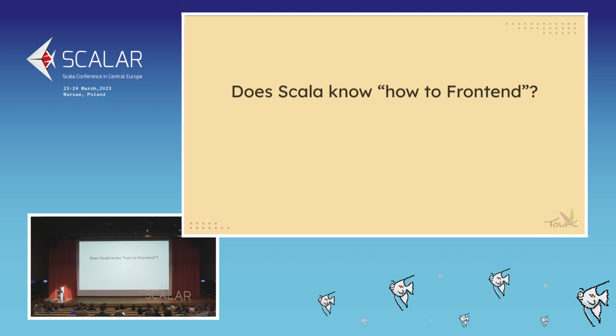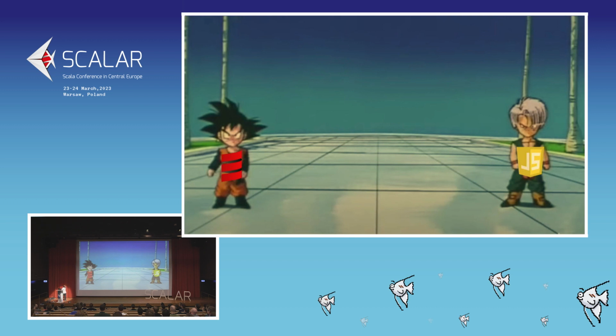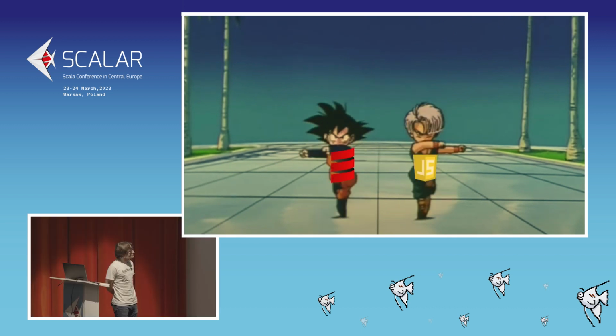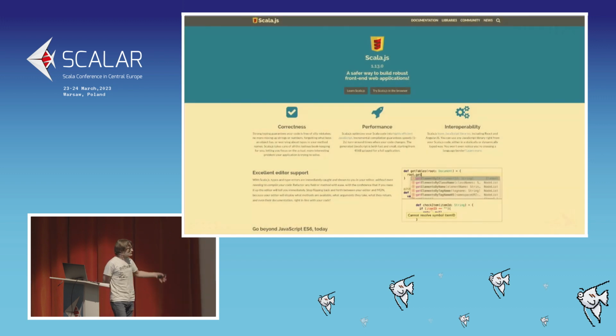So the basic question is, does Scala know how to front-end? Well, it does not. But there is something that shocked me when I was young and shocked me recently as well, when I discovered this tool: a fusion of Scala and JavaScript. And the result of that fusion is Scala.js. And what is Scala.js? Scala.js is a compiler which compiles Scala code to JavaScript. Let's say that it is exactly like that, and do not put a lot of thought into the documentation, etc.